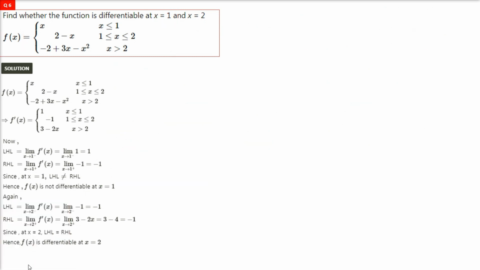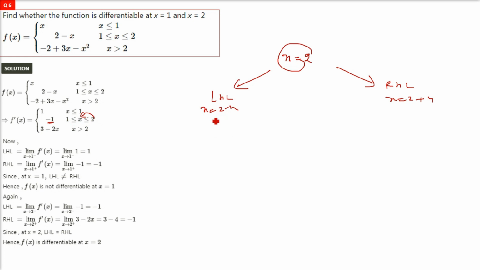Now coming to the point x equals 2. As I said, we have different partitions: x less than or equal to 1, 1 to 2, and greater than 2. When we have to find out for 2, on the left hand side of 2, that is x equals 2 minus h, you are going to write, and x equals 2 plus h you are going to write. When you are below 2, it is 2 minus x, and differentiation of 2 minus x is negative 1. Again you don't have to do anything because it is a constant. You don't have an x there, so you cannot apply a limit. It is negative 1 always.